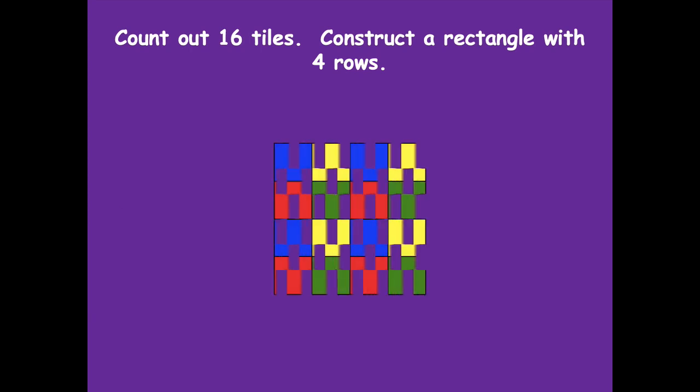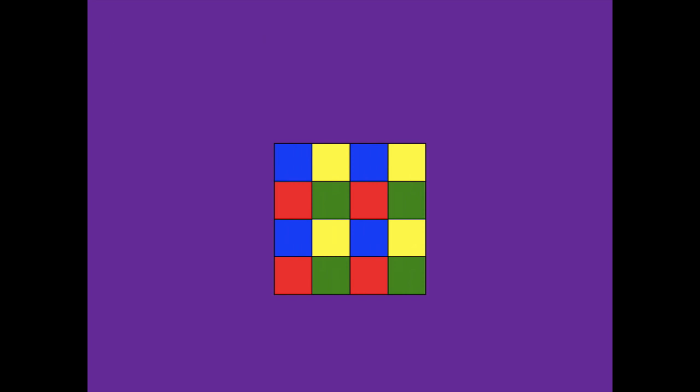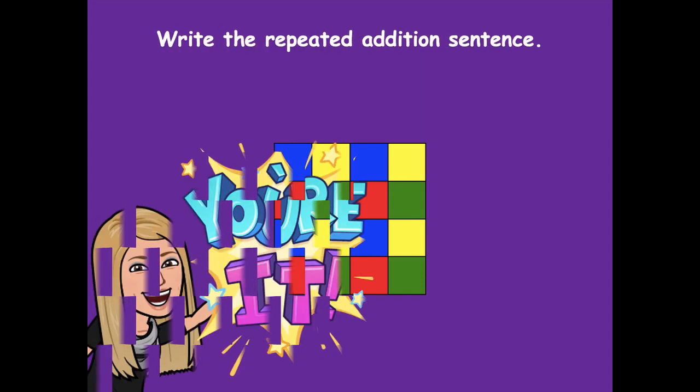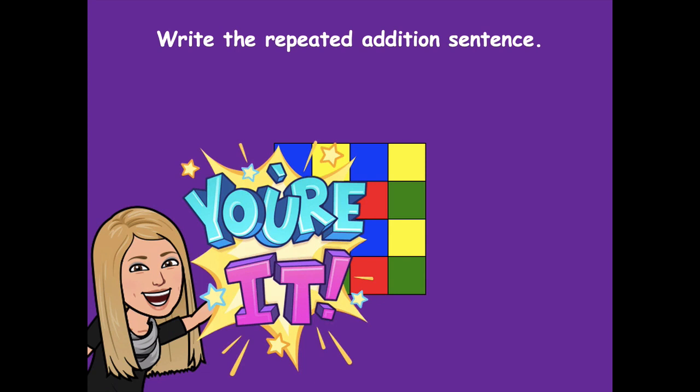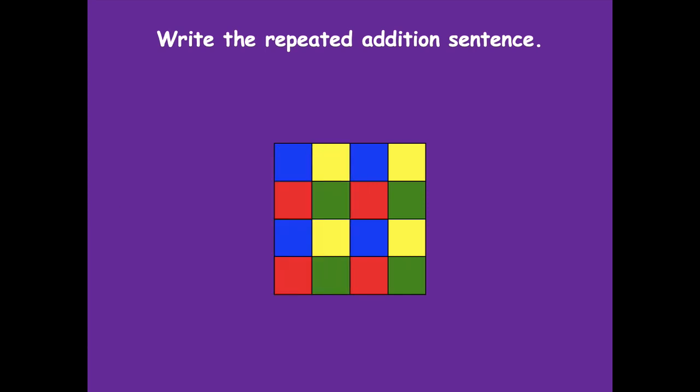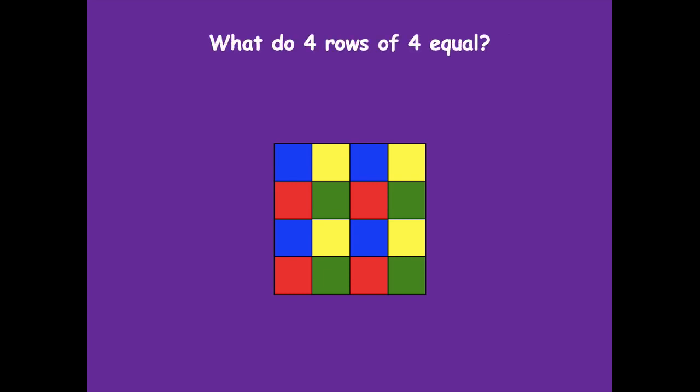All right, friends, here is our rectangle. How many rows did you make? Yeah, 4 rows. How many tiles are in each row? Also 4 tiles. Write the repeated addition sentence. So pause the video, write your repeated addition sentence, and then click play when you're ready for the next step. Okay, friends, pause if you need more time. All right, so we have 4 plus 4 plus 4 plus 4 equals 16. What do 4 rows of 4 equal? Yeah, 16.